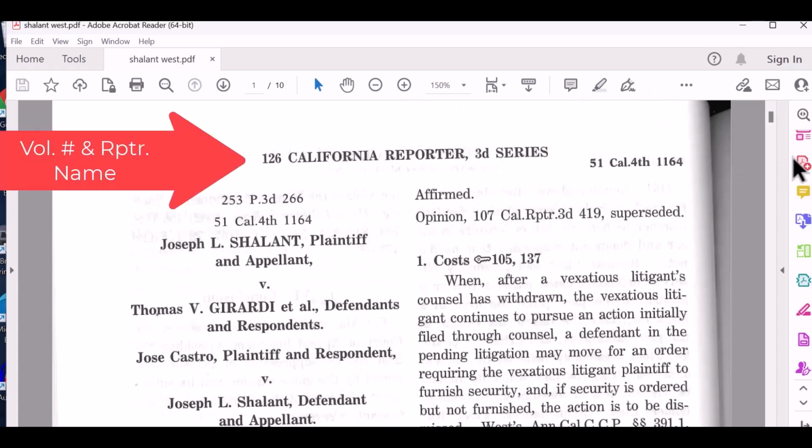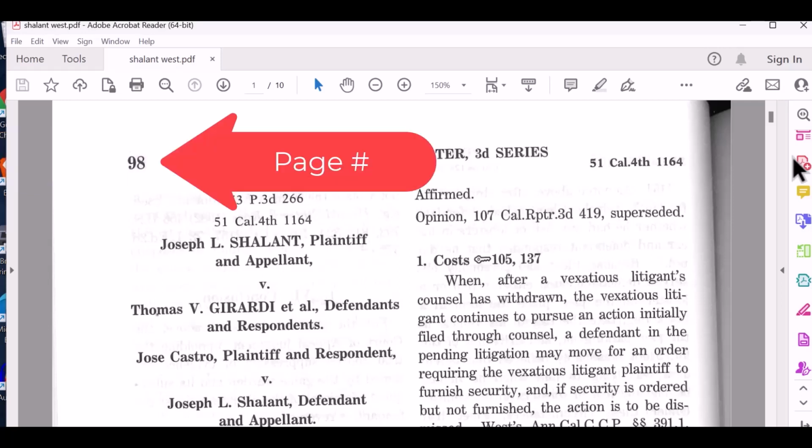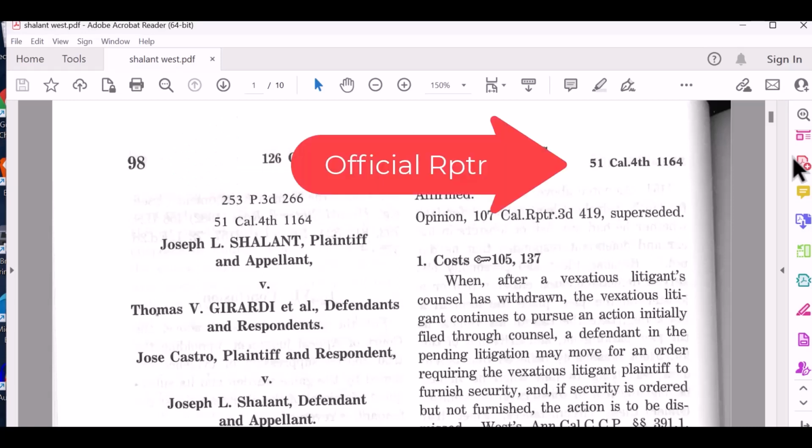Now up at the top you have the name of the reporter along with the volume number. So it's volume 126, California Reporter, 3rd series. Over on the left you see the page number of this page, page 98. And on the right you'll see a citation to the official reporter, but more about those in a moment.